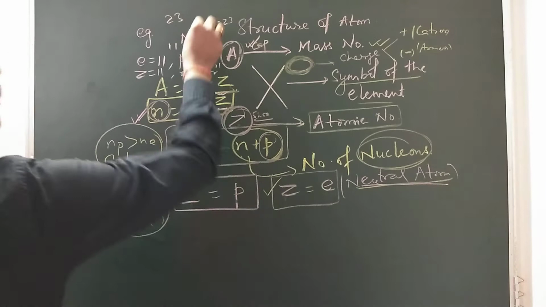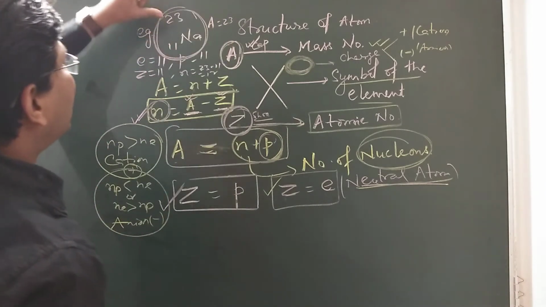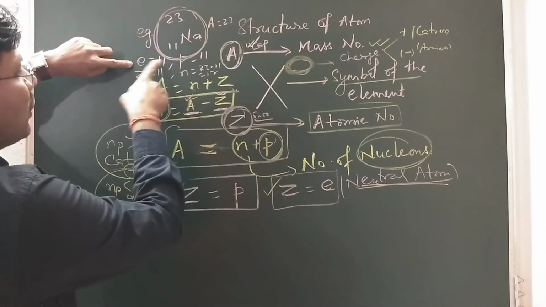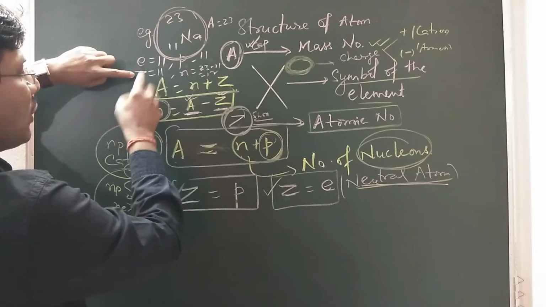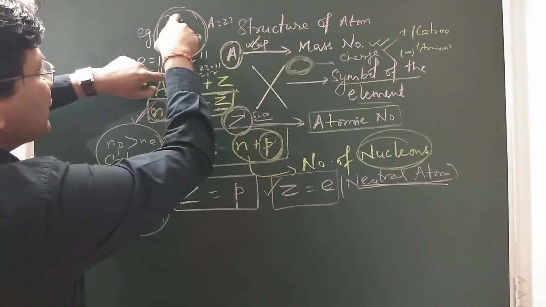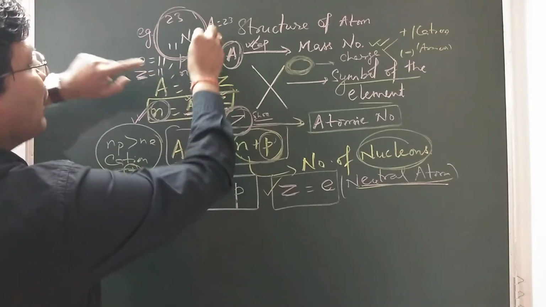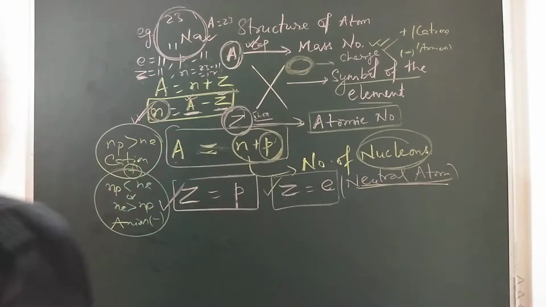So let's see one example. Sodium, 11 and 23. The atomic number of sodium is 11 and the mass number is 23. So the number of electrons is also 11 because it's a neutral atom. Protons is also 11, the atomic number. Neutron is A minus Z, that is 12. So sodium has 12 neutrons and the mass number is 23. Let's see a few more examples.